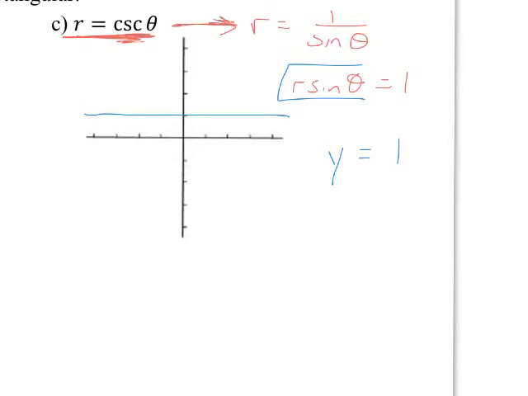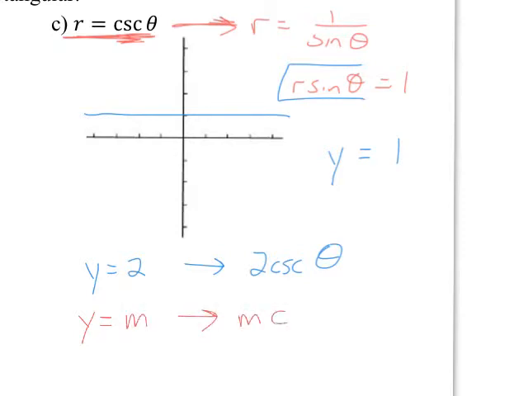It's kind of like the problem that we did in example 9b. We had y equals 2 become 2 cosecant theta. And here we have y equals 1 become 1 cosecant theta. So we probably have a general rule to be learned from there. Y equals m becomes m cosecant theta.